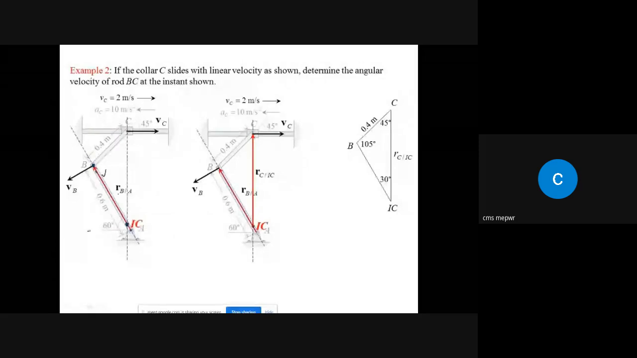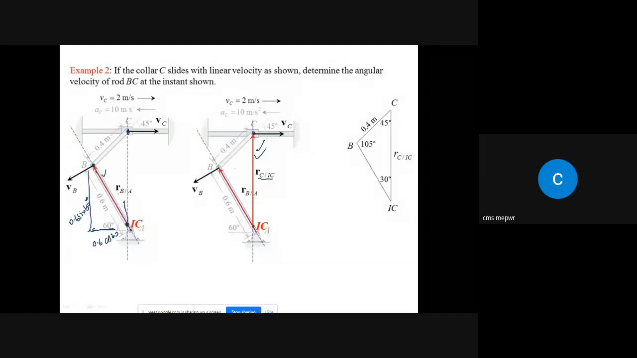If you want to find its components, this component will be 0.6 cos 60, and this one 0.6 sin 60. And if you want to find the position of point C with respect to the instantaneous center, we need another position vector, which is given here: RC with respect to the instantaneous center.